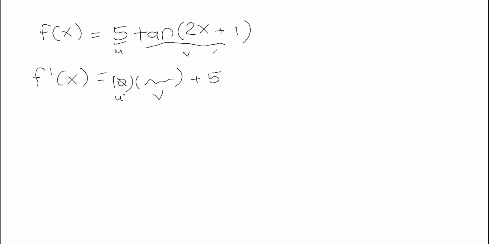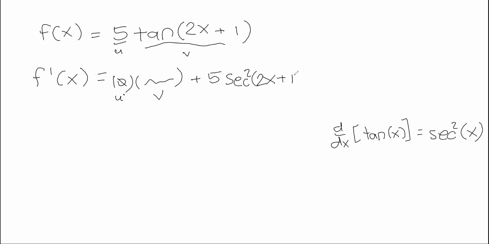So we want to use the chain rule. We're going to take the derivative of tangent, which is secant squared. I just want to copy this down off to the side. Derivative of tangent is secant squared. So this is going to be secant squared of 2x plus 1 times the derivative of the second. So it's going to be times derivative of 2x plus 1, which is just going to be 2. So this would be 10 times secant squared of 2x plus 1.